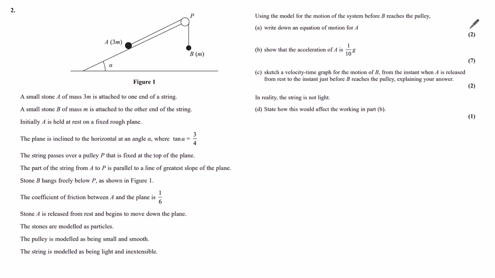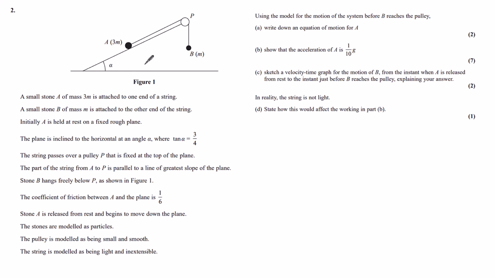Question 2. A small stone A of mass 3m is attached to one end of a string. A small stone B of mass m is attached to the other end of the string. Initially, A is held at rest on a fixed rough plane. The plane is inclined to the horizontal at an angle of alpha, where tan alpha is 3/4.